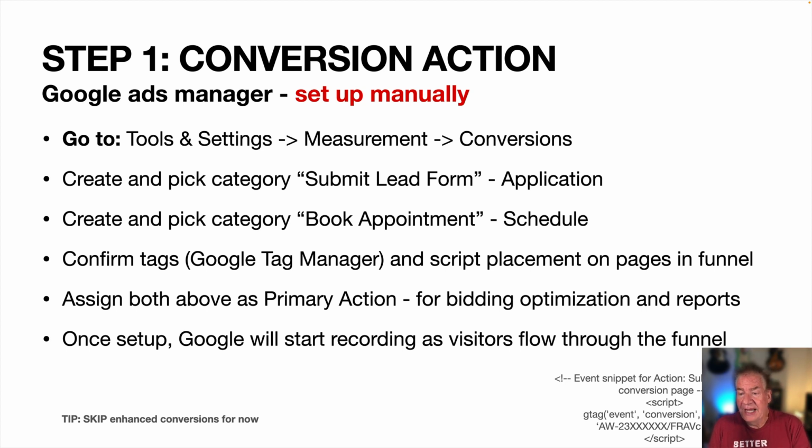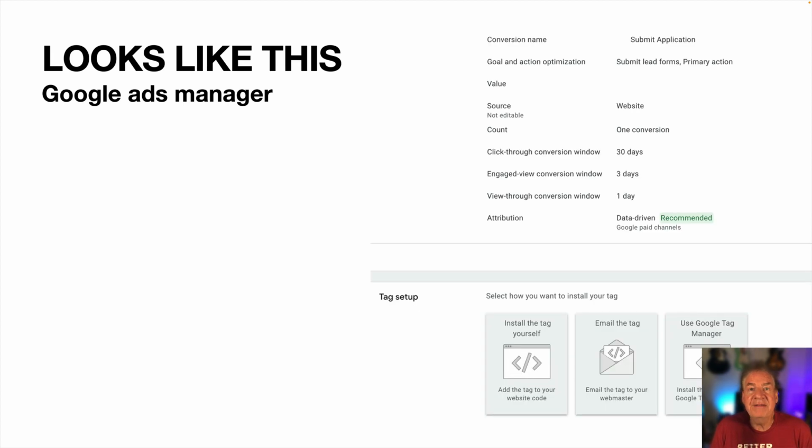And I just put down at the bottom an example of what that might look like from a script perspective. There's going to be an AW dash, and there's going to be a code, and essentially a script that you place on that conversion point. So once they have submitted and they go to the thank you page at whatever level they're at, that's where that script goes. We're not going to deal with enhanced conversions for now. That's a little more complex topic, but you'll see that inside your setup, but you can skip that for now.